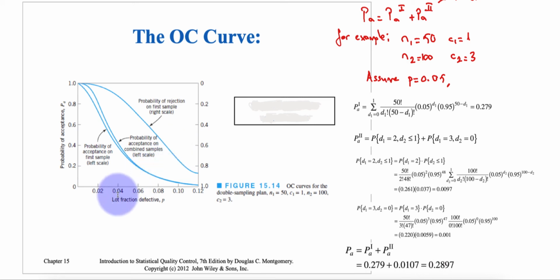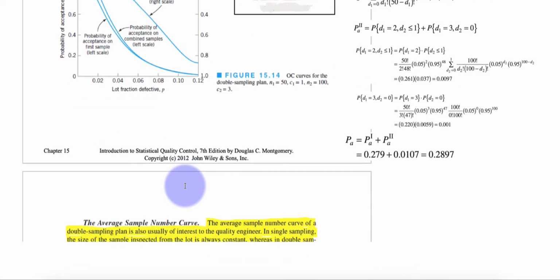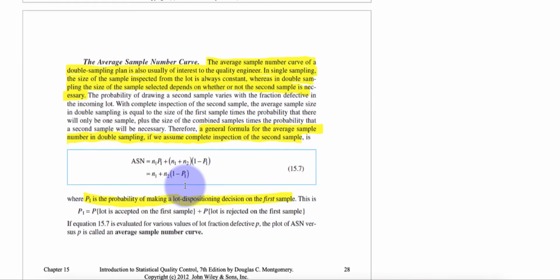In these calculations, we are going to use the lot fraction defective. When the lot fraction defective is increasing, the probability of acceptance will be, of course, lower for these values. Okay? So we have reviewed it.